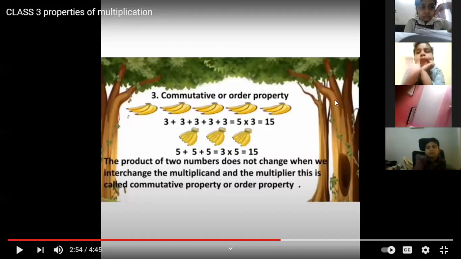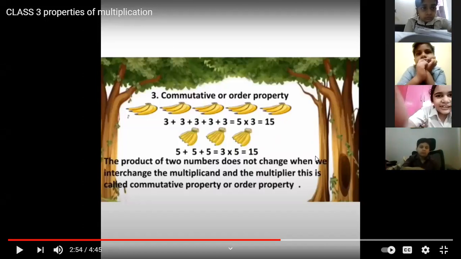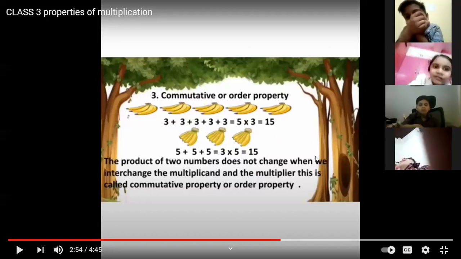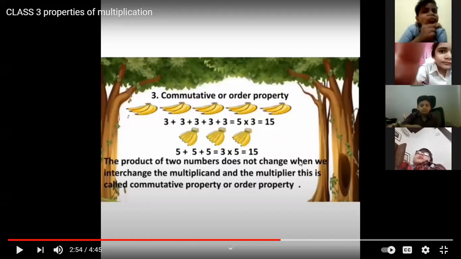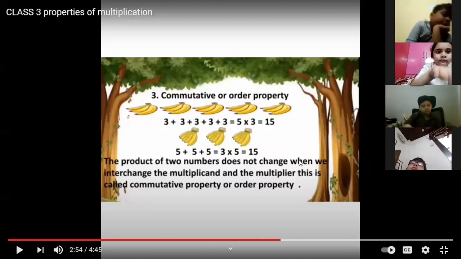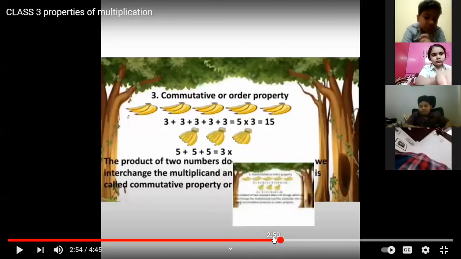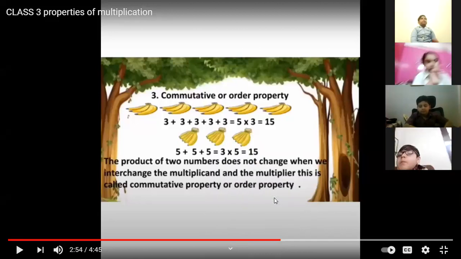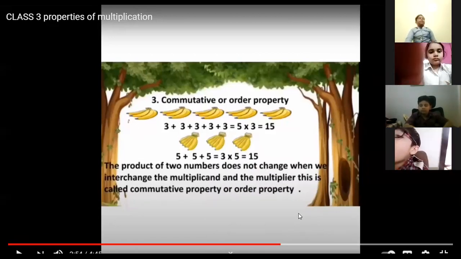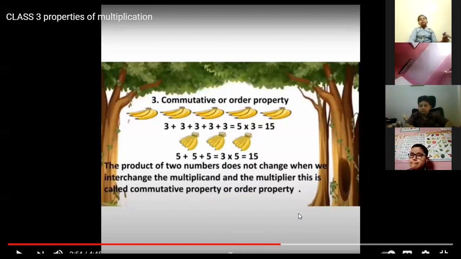So beta, what we have concluded here, according to the order property, is that when we change the order of the numbers, the answer will still be the same. So Charvi, is this example clear? Yes, ma'am. Okay, beta. So suppose ma'am is going to take one more example.